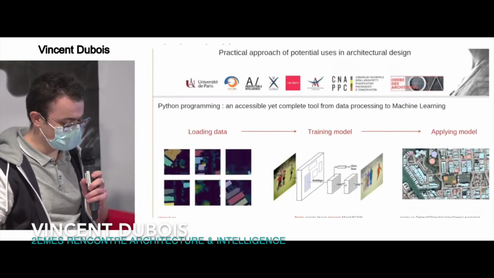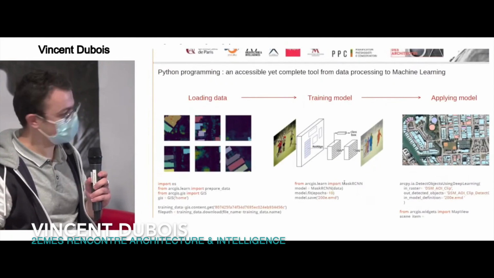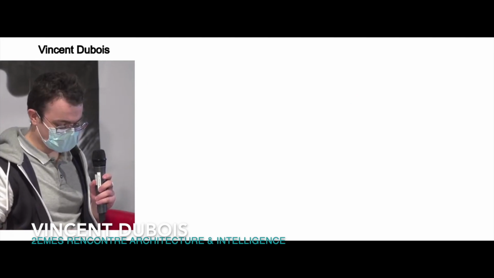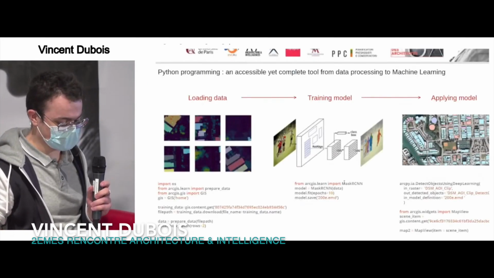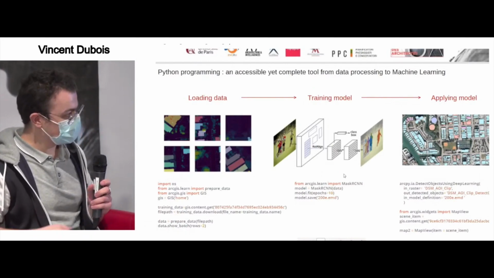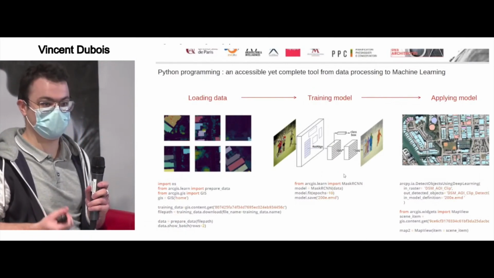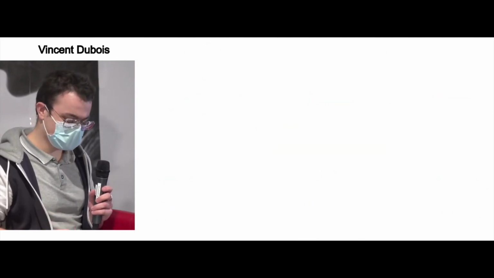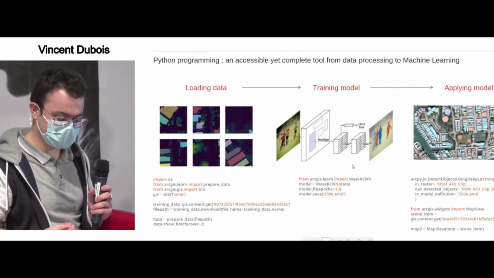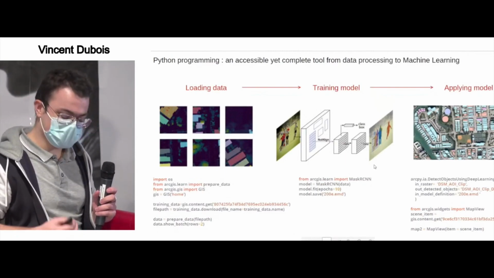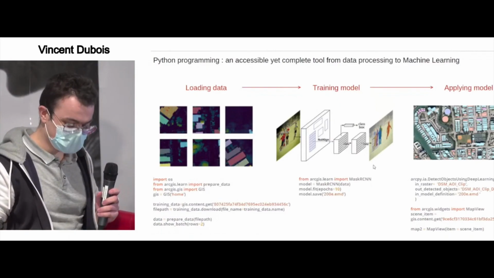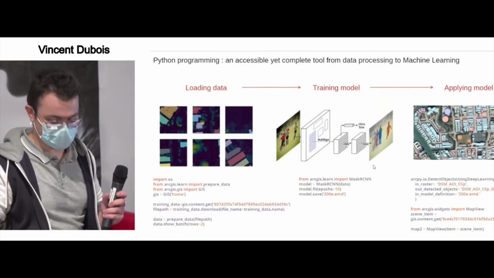So I'd like to talk about my master thesis subject, which is about Python programming and open data for architectural design. So first, I'll give a definition of Python. Python is a high-level programming language. It means that it's more oriented towards human comprehension instead of the computer. And its main benefits are its explicit and concise syntax and its numerous available libraries.